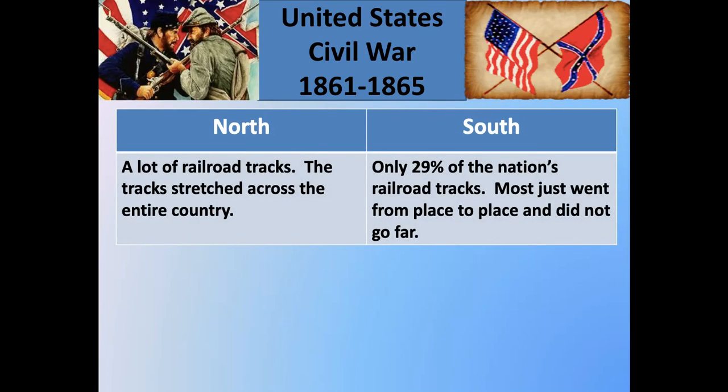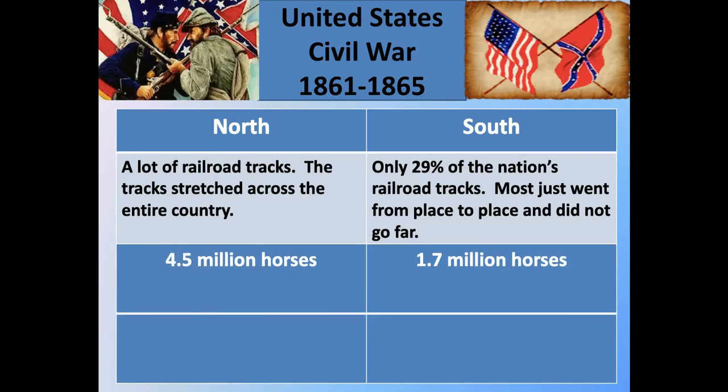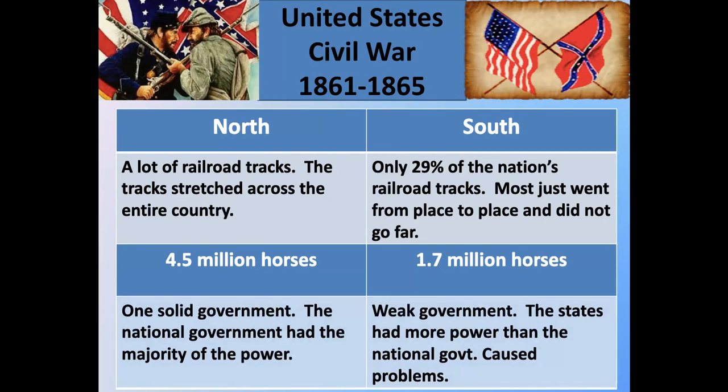The North could travel further and faster because they had most of the railroad tracks. Only 29% of the nation's railroads went through the South, and most just went from one place to another. They didn't have railroad tracks where they could go long distances, so it made travel very hard in the South. Horses: the North had almost 3 times the amount of horses as the South. They had 4.5 million, and the South just had 1.7 million horses.